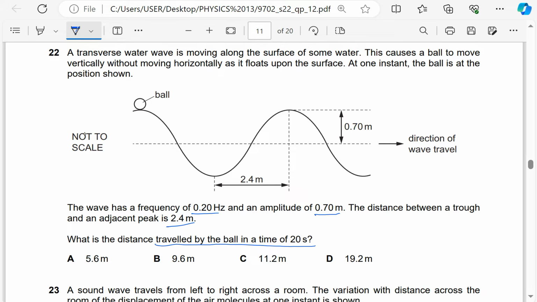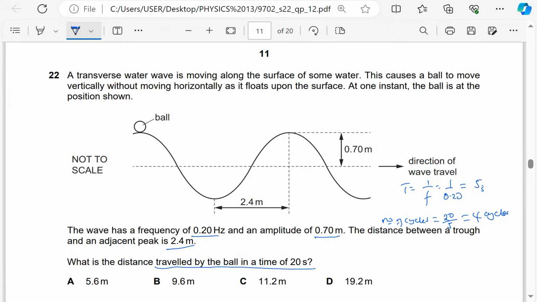So let's first find the period. The period is going to be 1 over f, which is 1 divided by 0.20. I think this is 5 seconds. So the number of cycles the ball moves is going to be 20 seconds divided by 5. So it will have moved 4 cycles. In 20 seconds, it moves 4 cycles.